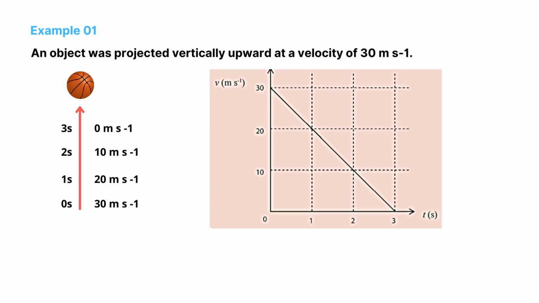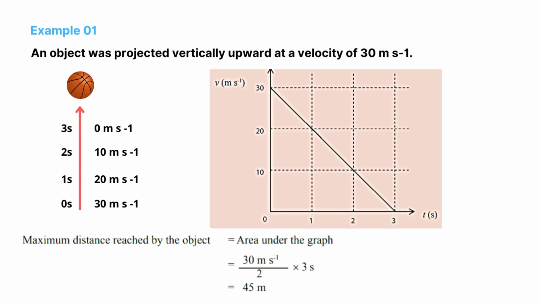Now let's plot a graph for this. Then what is the maximum height of the object? Maximum distance reached by the object is the area under the graph. That is half into 3 into 30, that is 45 meters.